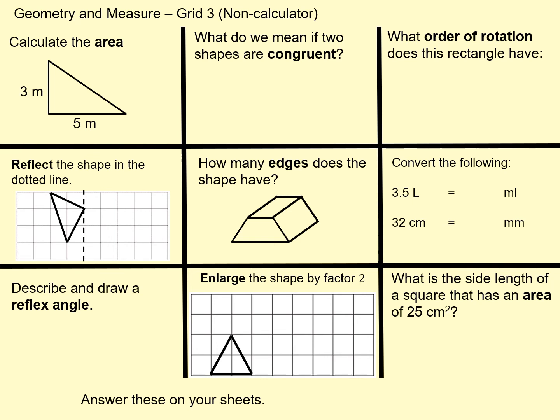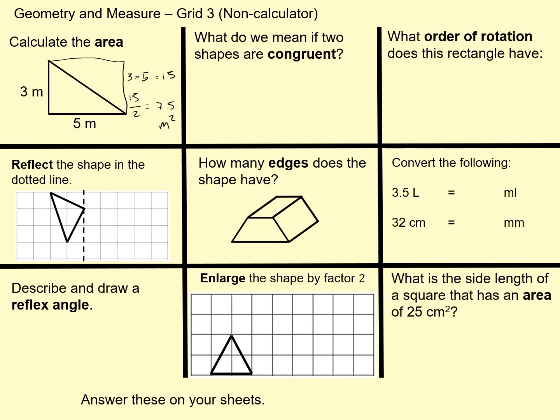And write the answer. So the first question says calculate the area, and we have a triangle there. Now, if I was working out the area of the full rectangle, then that would just be 3 times 5. Think of it as the triangle is half of the rectangle, so I need to do 3 times 5 and then half it. 3 times 5 is 15, and then half 15, so 15 divided by 2 gets me 7.5. Working in meters, so that was in meters squared.